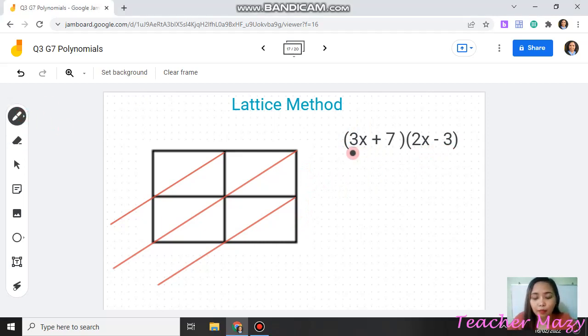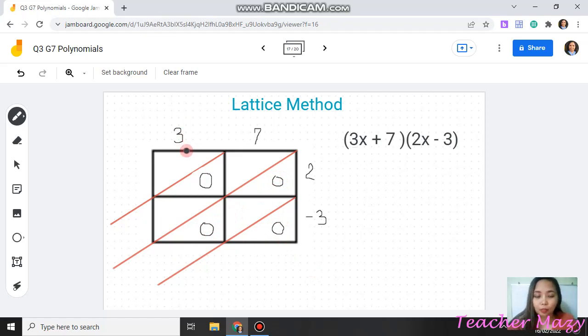Okay, so for example, for the first factor, we have 3 and 7, so positive 3 and positive 7. Next, for the numerical coefficient of the second factor, we have 2 and negative 3. So don't forget to write the sign. The next step is we need to put zeros below the diagonal line of each box. So 0 here, 0, 0, and another 0.